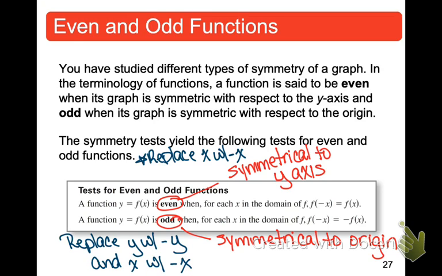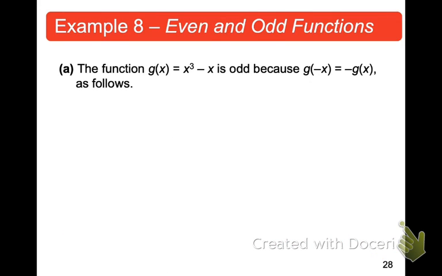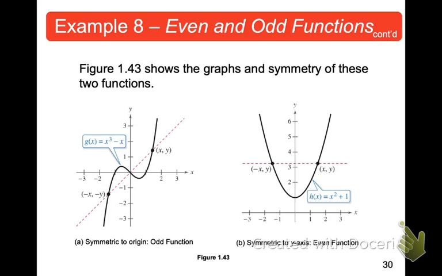This is what you should take a picture of if you're going to take a picture of something. Okay, we got our pictures. Here, this is an odd function. Now, you're going to have to show this algebraically, but I want you to look at it graphically also. This is an odd function because it's symmetrical to the origin. That's an even function because it's symmetrical to the y-axis.